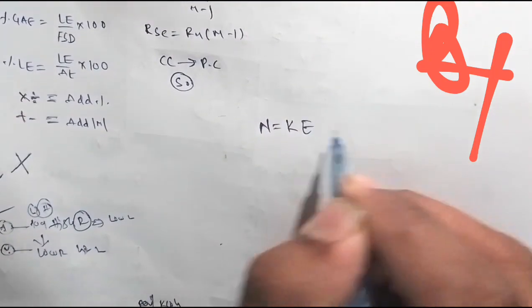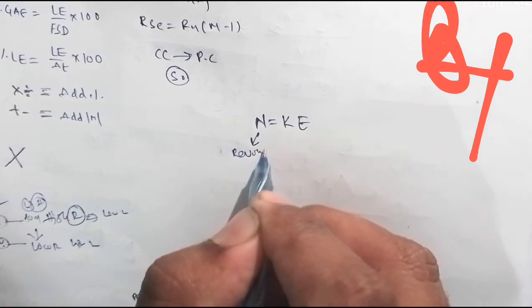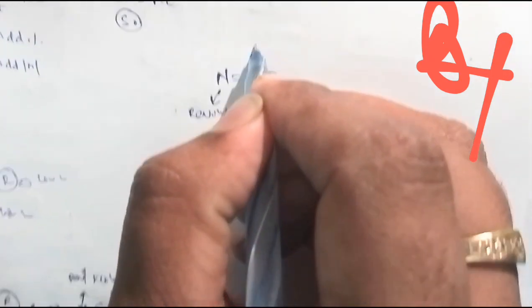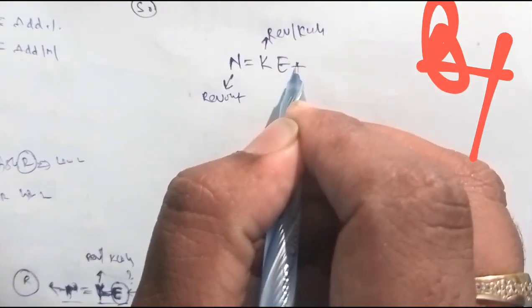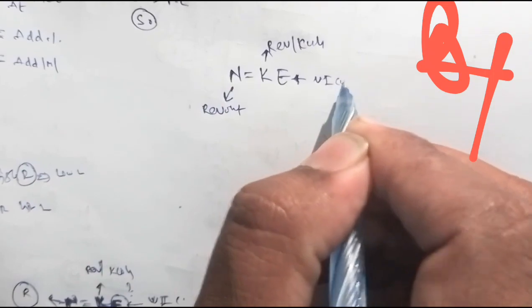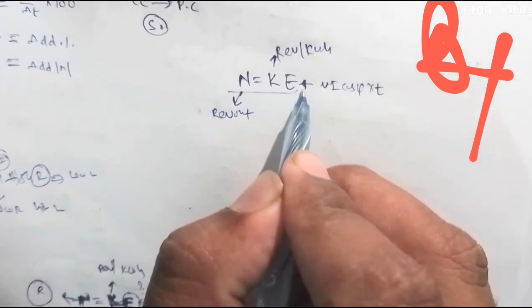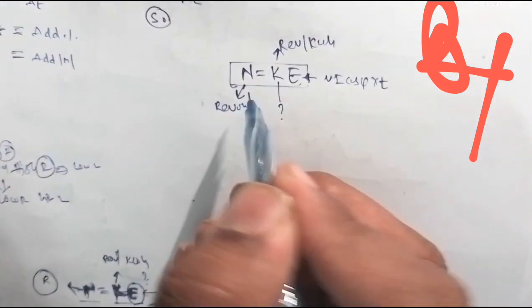N is equal to K times E. N means revolutions, and K is a constant, revolutions per kWh. E means energy, which is VI cos phi into time. That's all. Out of these 3 parameters, in the exam one parameter will be unknown and the remaining parameters will be given.